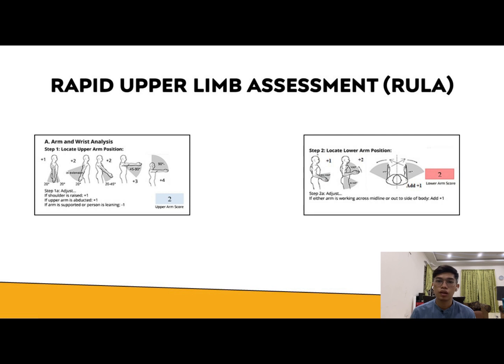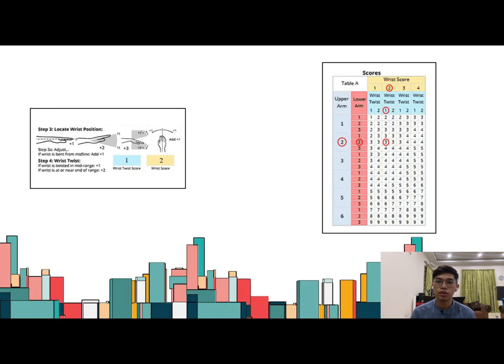Today I will present about Rapid Upper Limb Assessment, RULA. For the first step, we need to locate the upper arm position. As we can see, the upper arm position is at 20 to 40 degrees, so it will be plus 2. For the second step, we can see the lower arm position is more than 100 degrees, so it will be plus 2 also. For the wrist position, we can see it is between 15 degrees, so it will be plus 2. For wrist twist, we can see the wrist is twisted from mid-range, so it will be plus 1.